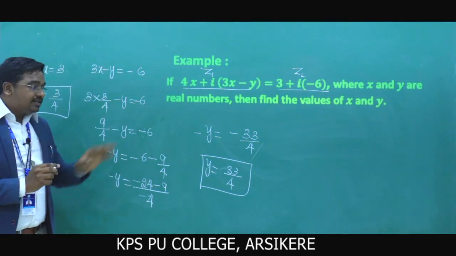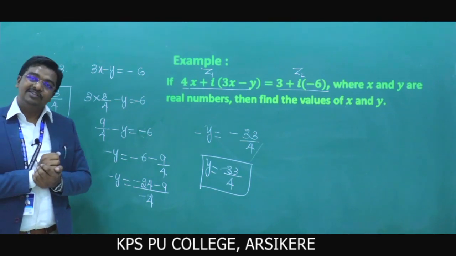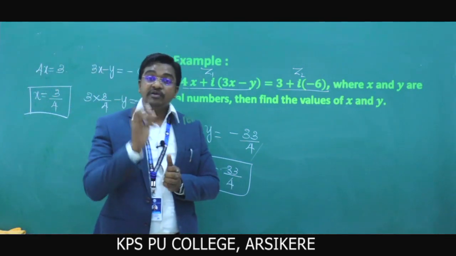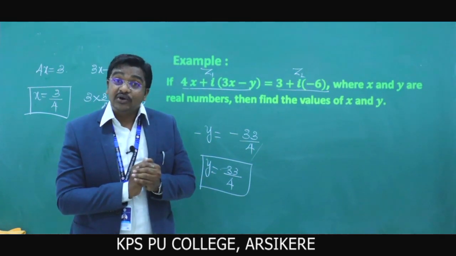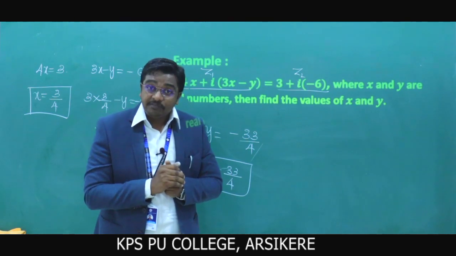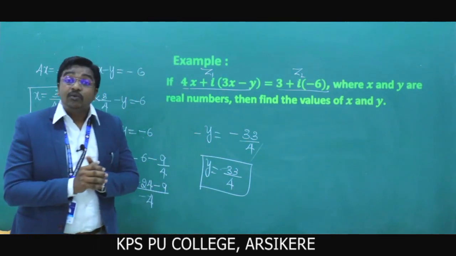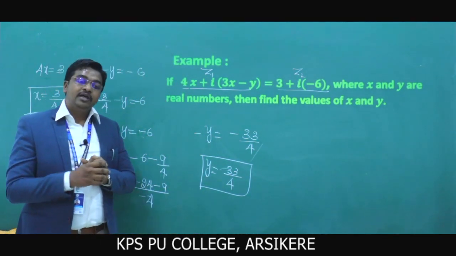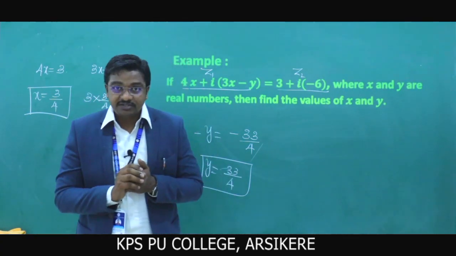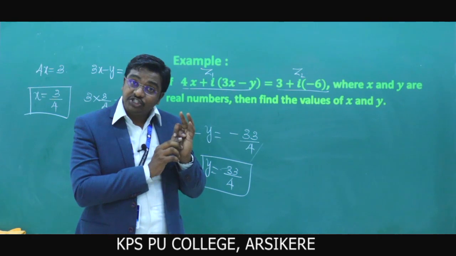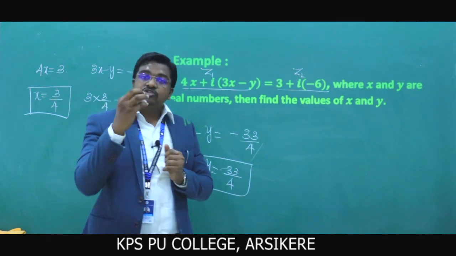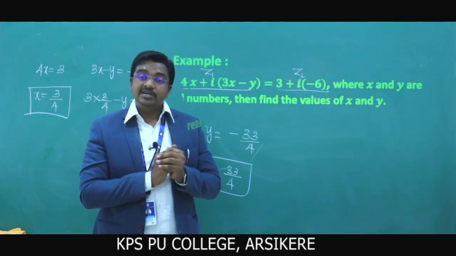Understood, children? This is the equality of complex numbers. Just listen here. In this class we discussed square roots of negative real numbers, then the general form of the complex number, and the last one, equality of complex numbers. In our next class we are moving to the basic operations like addition, subtraction, multiplication, and division of complex numbers, and we will discuss which properties they follow.